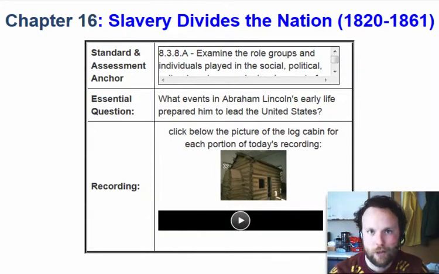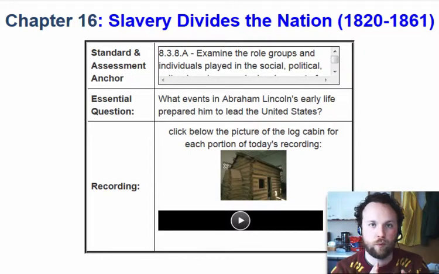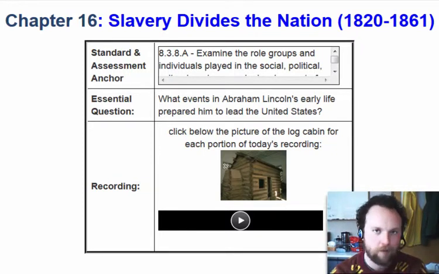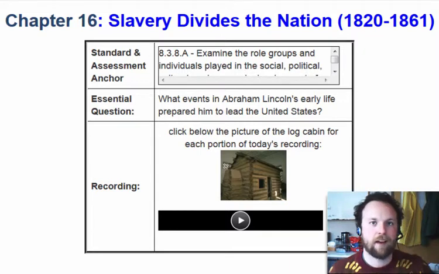Hello, and welcome to Chapter 16, Slavery Divides the Nation. Just like our previous discussions, we were looking at the time period between 1820 to around 1860, 1861. Well, in this chapter, we'll also be looking at that time period, but we'll be focusing in on slavery because this is the chapter where everything is leading up to the Civil War.